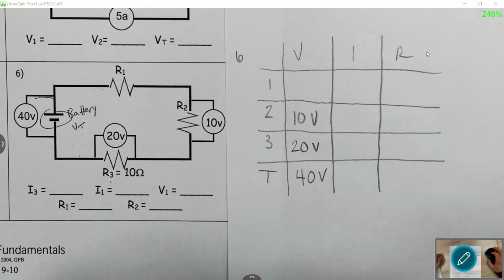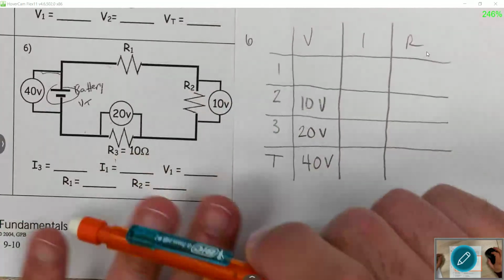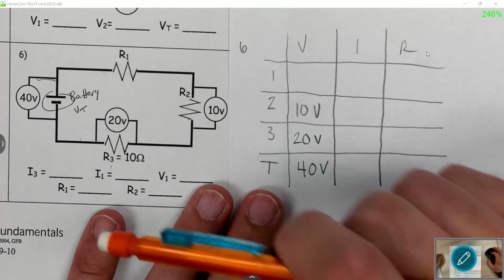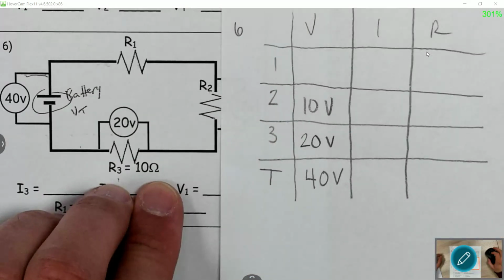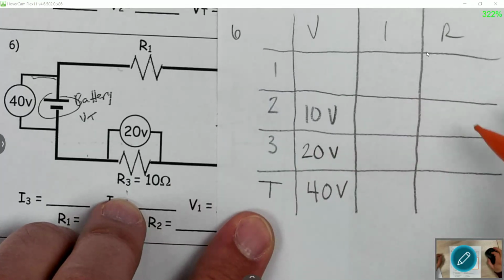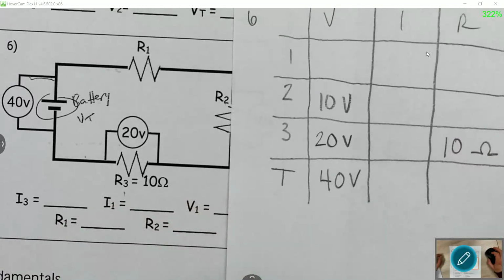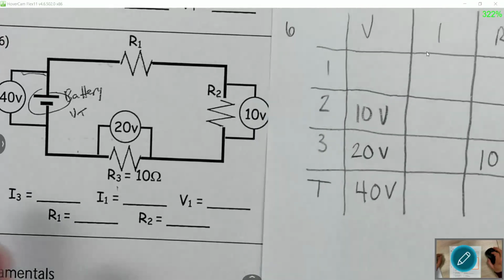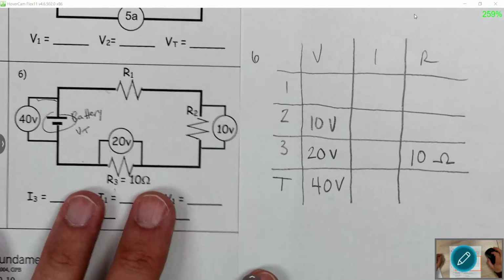All right. And what else do they give us? No R1. I don't see an ammeter around. No R2. Aha, they did give me R3. And they said that R3 was 10 ohms. So for R3, we're going to put in 10 ohms here. Okay. So that's all the information that's based off of our picture there.